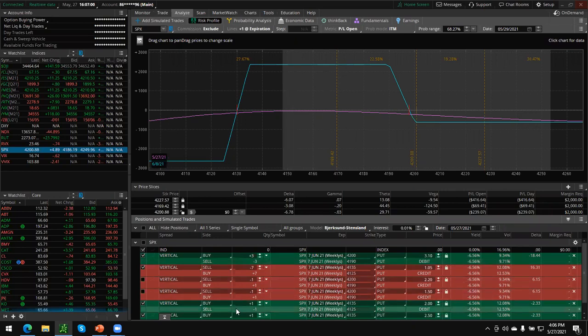And also note that taking off these put credits actually lowers the margin. So I'm actually paring the trade down as it goes against me to the downside, which is always a good idea.